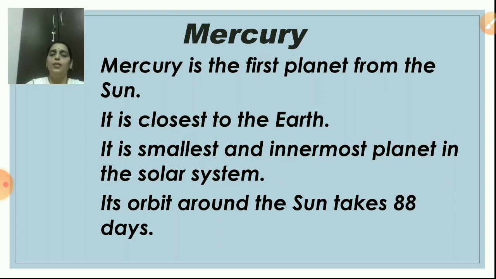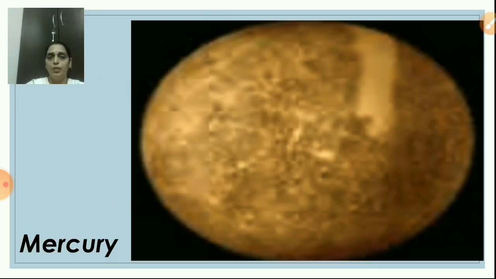Now let's see the details of each planet. Mercury. Mercury is the first planet from the Sun. It is closest to the Sun. It is the smallest and innermost planet in the solar system. Its orbit around the Sun takes 88 days. And this is the picture of Mercury.